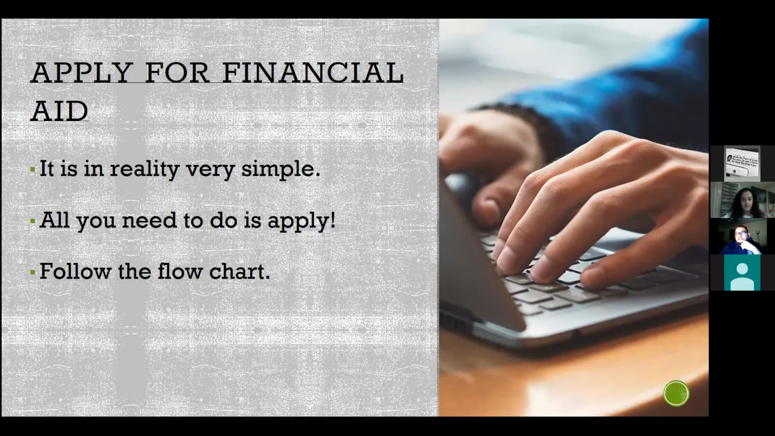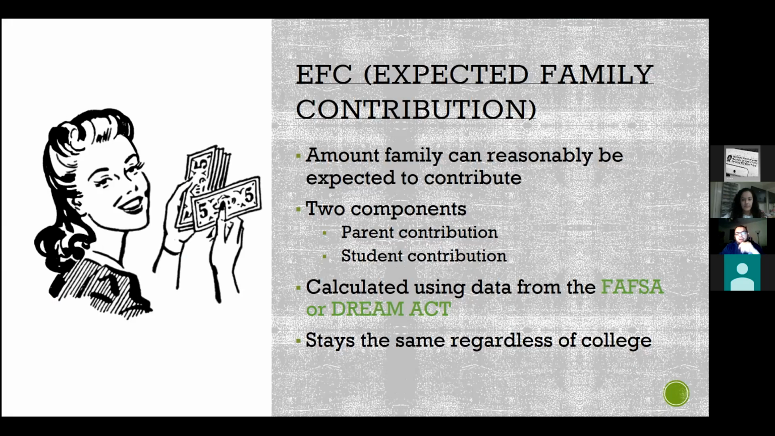So EFC, it's a number that they're going to give you. It's the amount that your family, based on the information that you put on your FAFSA or your California Dream Act, is expected to contribute to your education. That's basically what the EFC is. It's a formula that they use after you input all your information, depending on what the government considers you to be, in what tier, I guess.